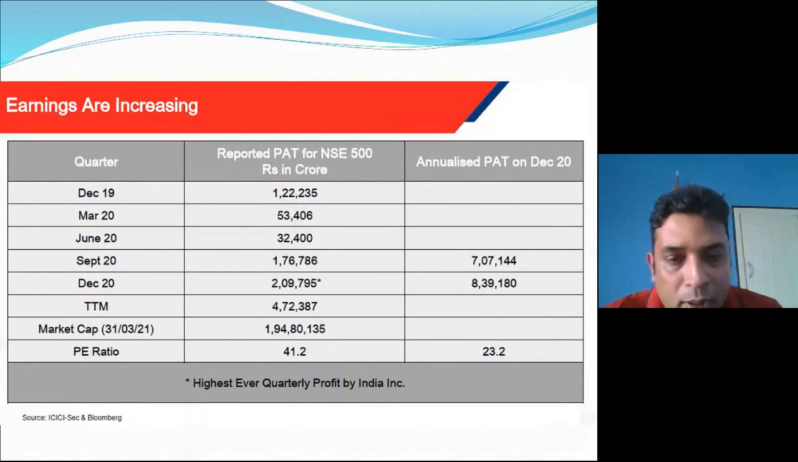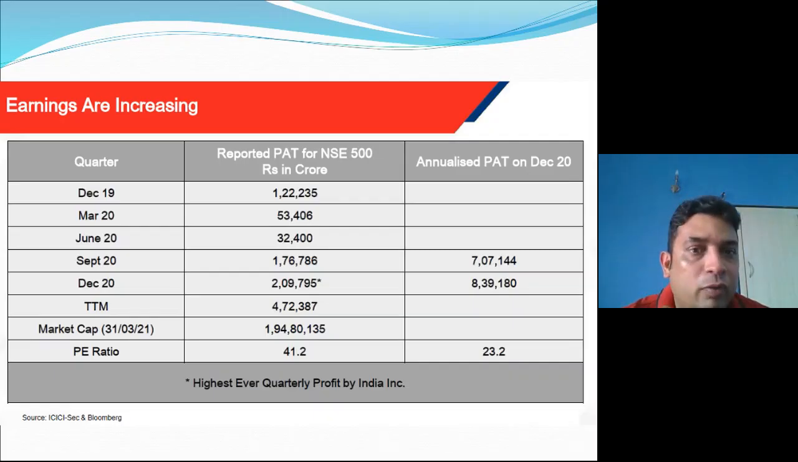Yeah. So currently, if you see the PE ratio on reported PAT of NSE 500, it is 41.2, right? Now, most of the people will find that a PE of 41.2 is much higher. If you see the quarterly reported profit after tax, in December we had 1,22,000 crore. March, we have 53,000 crore. June, we have 33,000 crore. Obviously, it is down because of the COVID situation.